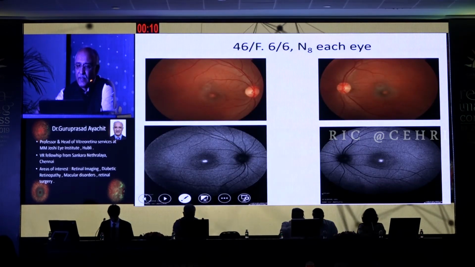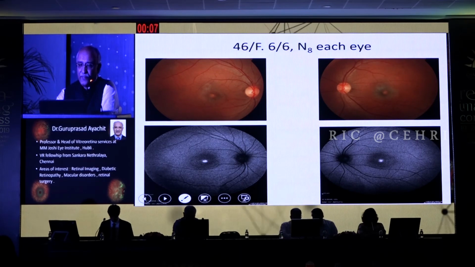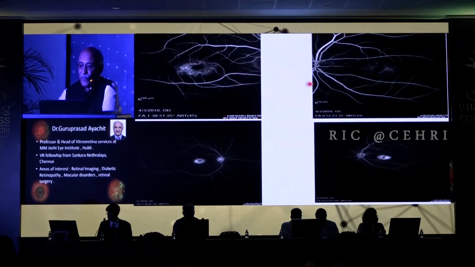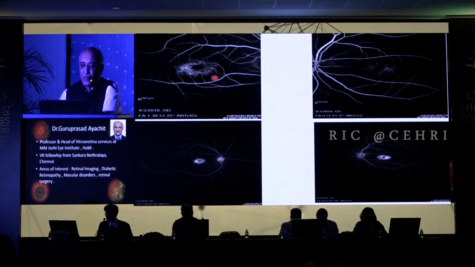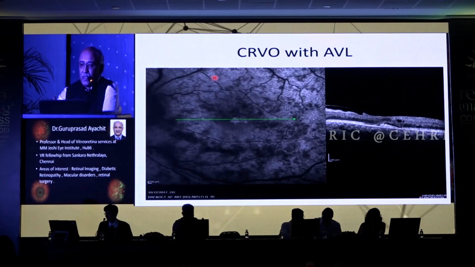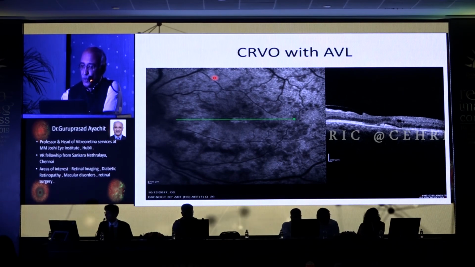Another patient, a young lady with 6/6 N8 vision, near vision was affected, and you can see that there's a halo around the vitelliform lesion in both eyes, hyperautofluorescence on FAF, and the typical, can you see those cysts here? They are actually the degenerative spaces that we see in MacTel. So this is the typical MacTel FFA with hypo here because of the AVL lesion. And this is an example of AVL in MacTel. We also happen to see AVL in a CRVO patient. So this is again a rare thing which is probably not so far reported in the literature.